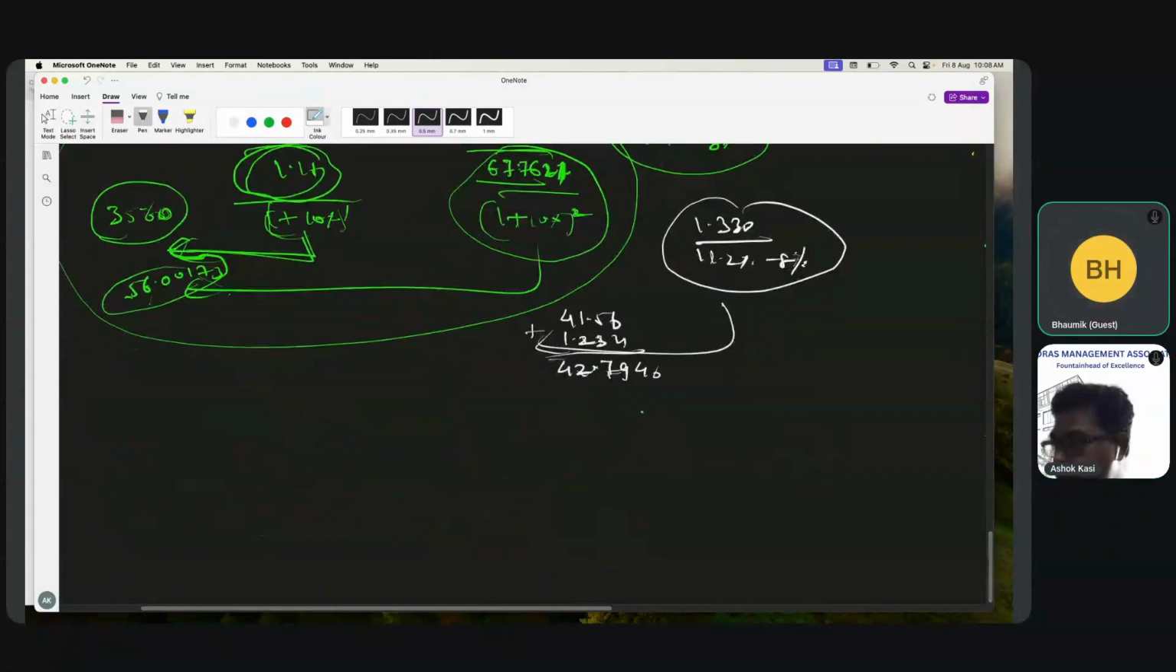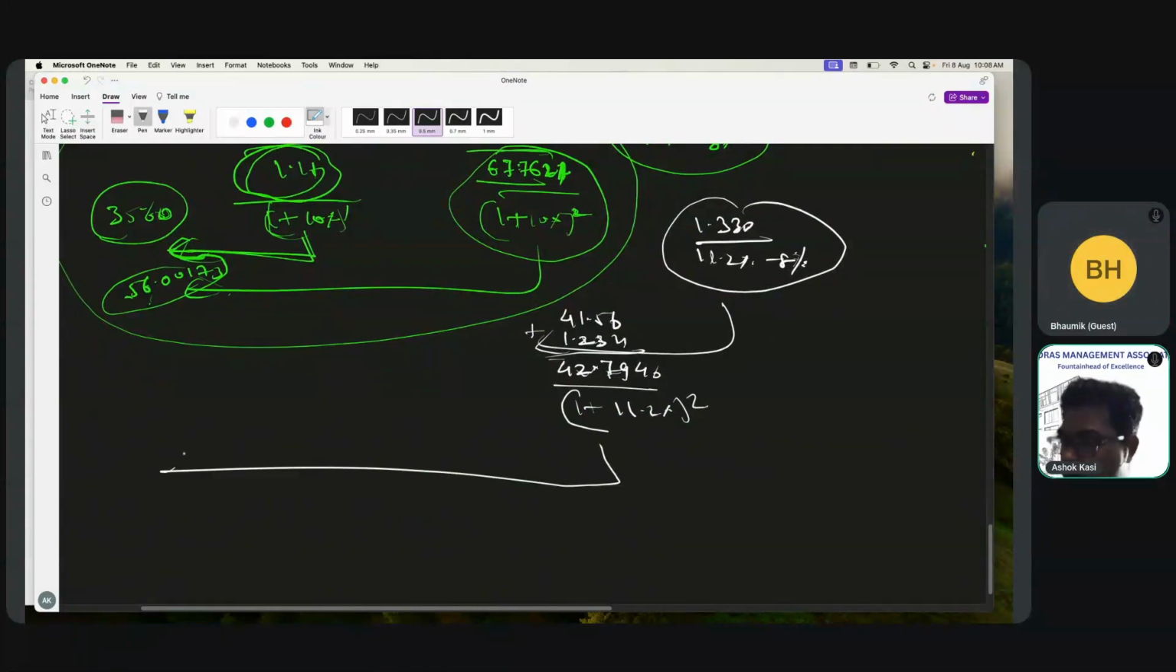So if we divide that by 1 plus 11.2 percentage, sorry, not 10, 11.2 percentage raised to 2. And here also 1.11 divided by 1 plus 11.2 percentage raised to 1.